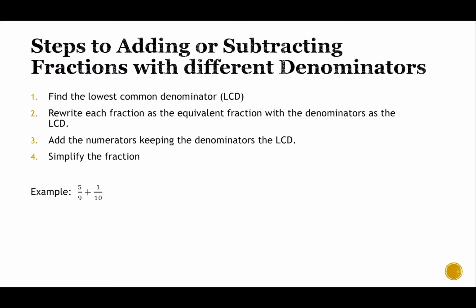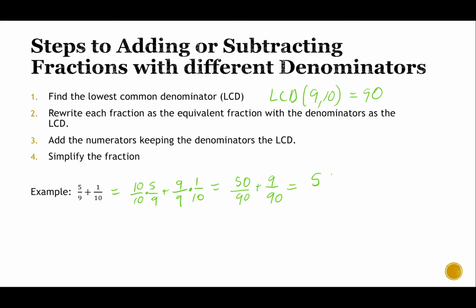So what's the LCD of 9 and 10? Well, 9 factors into a 3 and a 3, 10 factors into a 2 and a 5. So they have nothing in common. The LCD is 90. So I can rewrite this as 10 over 10 times 5/9 plus 9 over 9 times 1/10, again harnessing the power of 1. That gives me 50/90 plus 9/90. So my final answer would be 59/90.